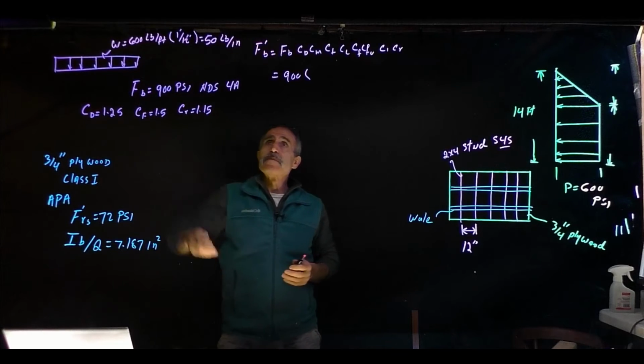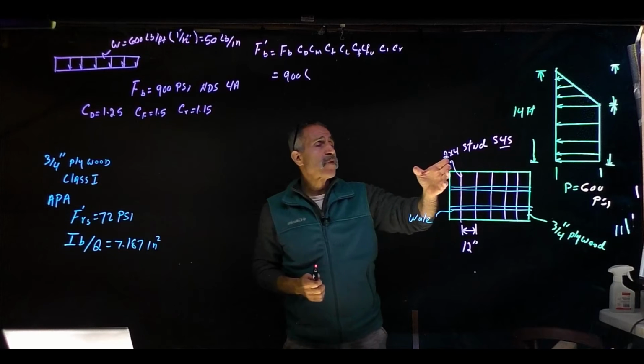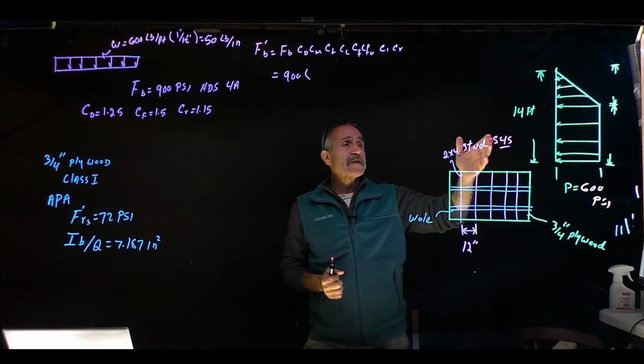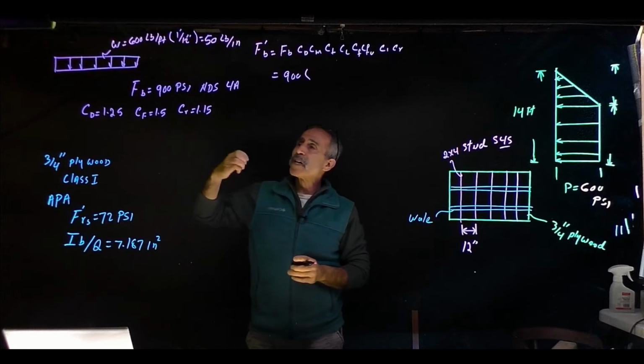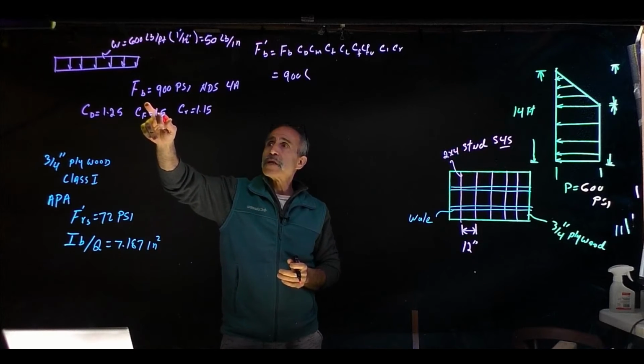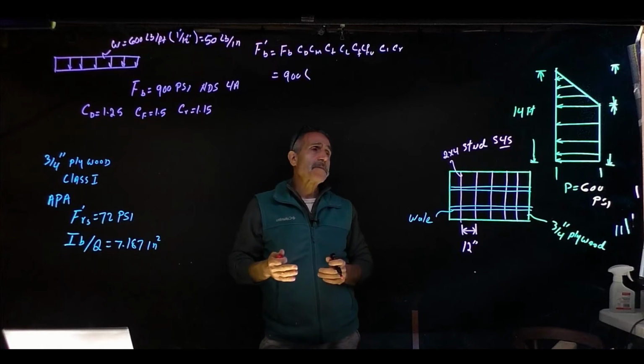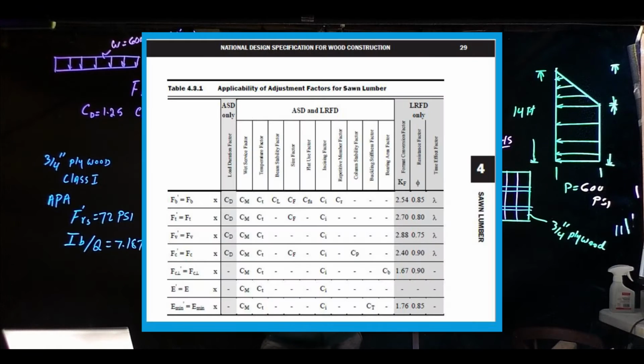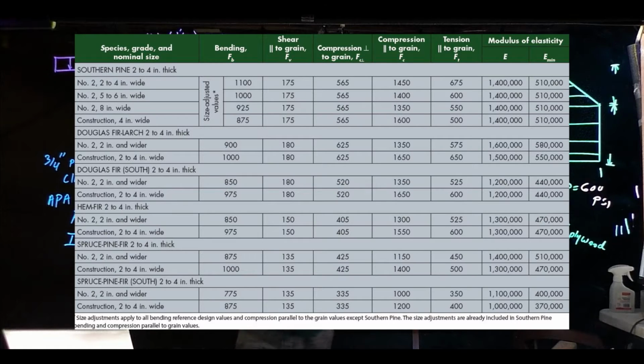The stud we're going to use is a 2x4 stud, standard size S4S. If we go into table 4A in NDS, we find the bending stress for this is 900. But because it's timber, we have to find the adjusted bending stress. Adjusted bending stress, F_b prime, remember from timber design, is F_b times all these adjustment factors. You can watch one of my videos where I talk about this in more detail.